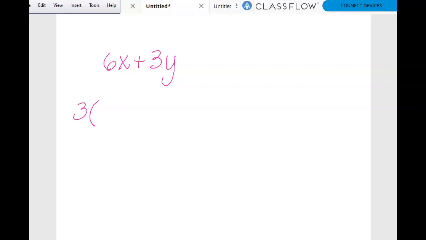But what am I really doing when I'm taking that 3 out? I'm really dividing by 3, correct? I'm taking this number and I'm pulling it out of my equation. So what's 6 divided by 3? And the x, and then the plus. What's 3 divided by 3? And so I get the y. Yes? So what about this?